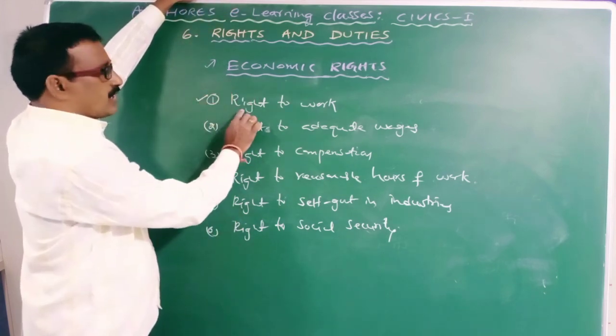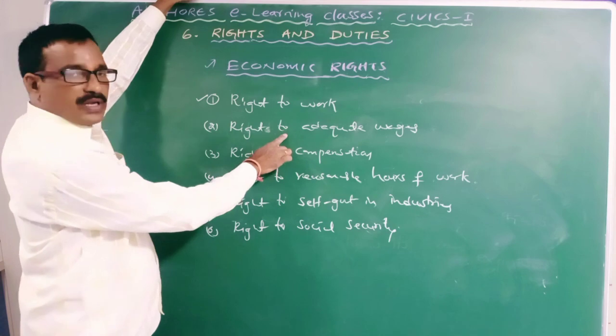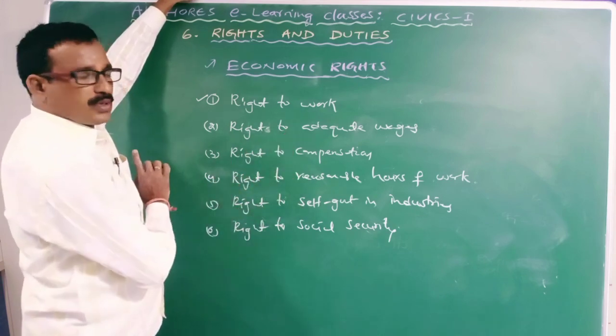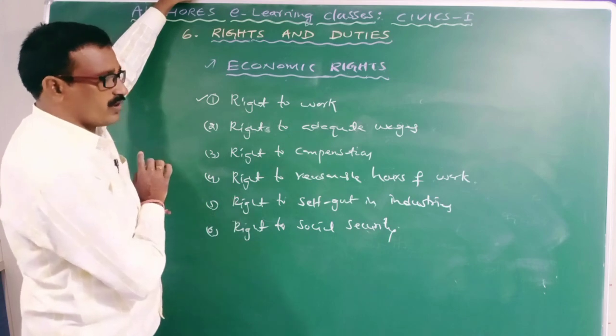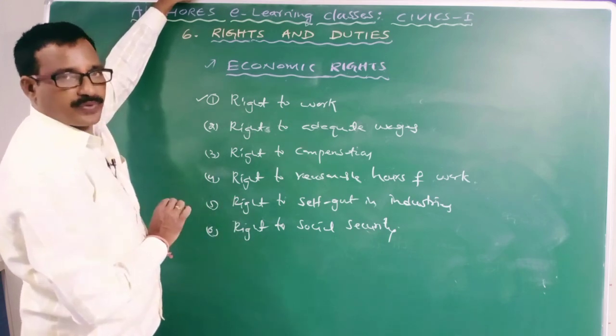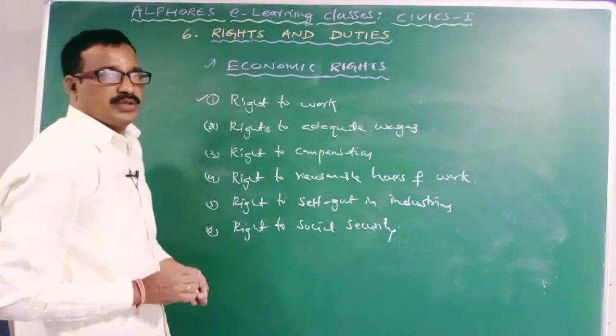Once again, right to work, right to adequate wages, right to compensation, right to reasonable hours of work, right to self-government in industries, and right to social security. These are various types of economic rights.